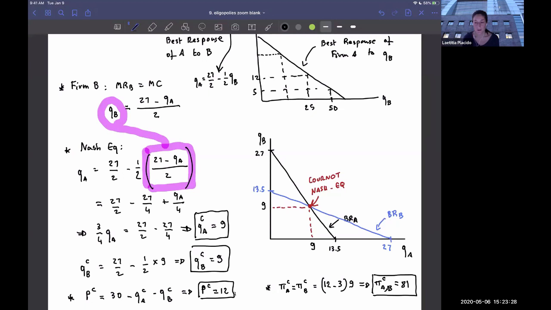Yes. So the question from Anisha: will we have to draw this graph for the exam? Yes, I can ask you that.